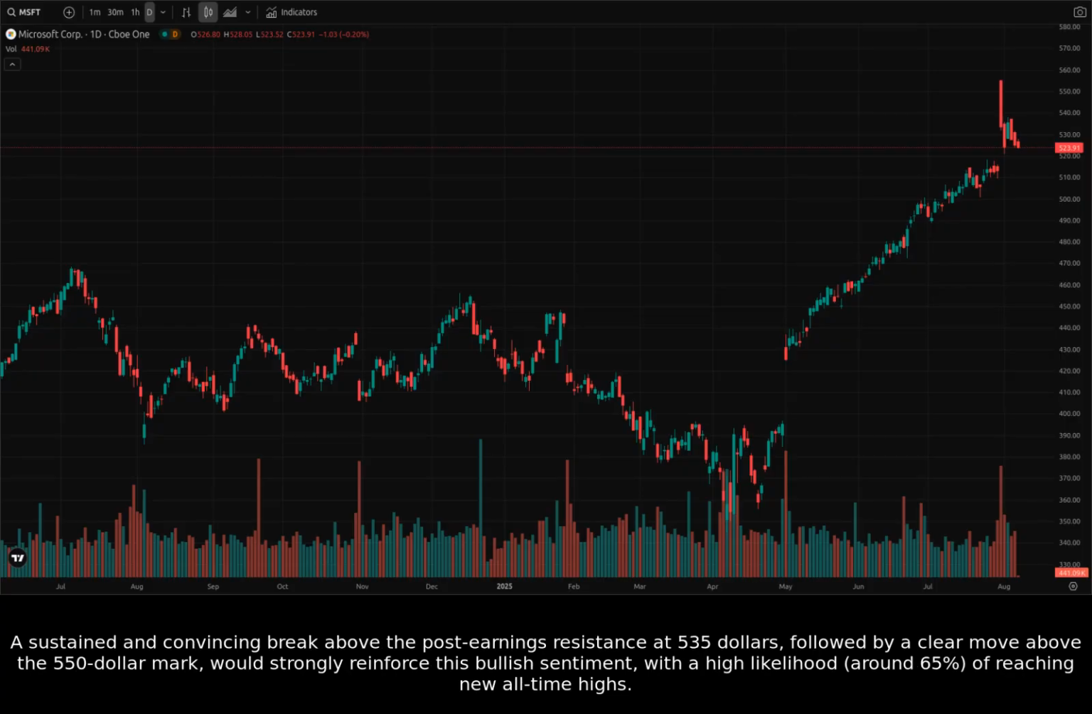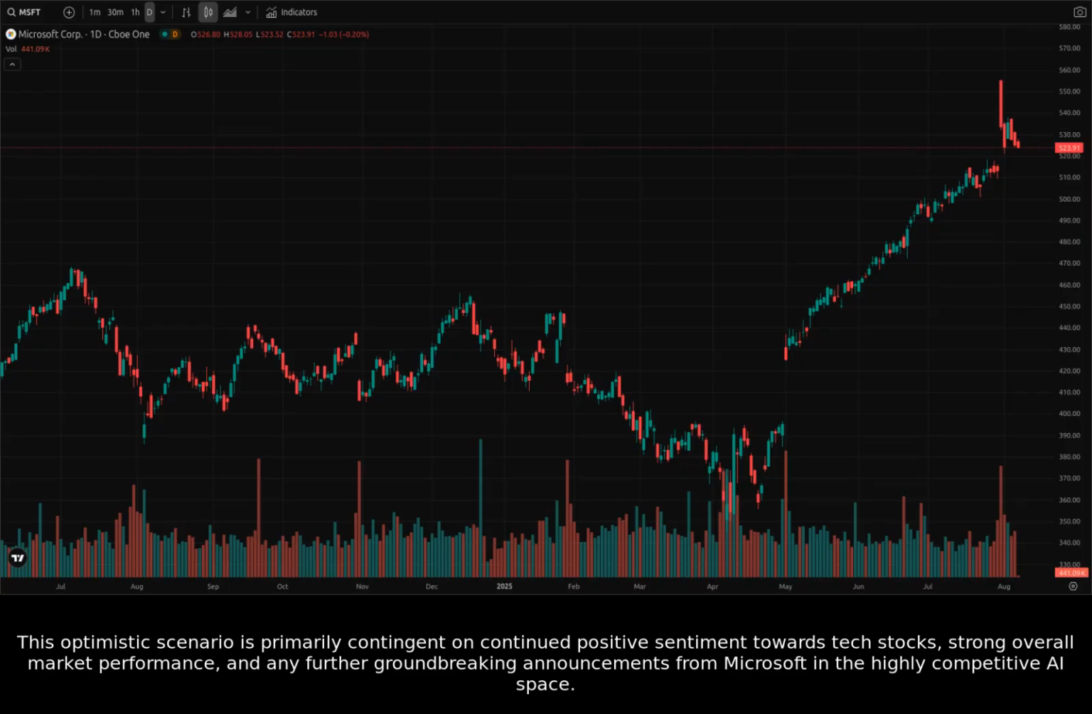A sustained and convincing break above the post-earnings resistance at $535, followed by a clear move above the $550 mark, would strongly reinforce this bullish sentiment, with a high likelihood, around 65%, of reaching new all-time highs. This optimistic scenario is primarily contingent on continued positive sentiment towards tech stocks, strong overall market performance, and any further groundbreaking announcements from Microsoft in the highly competitive AI space.